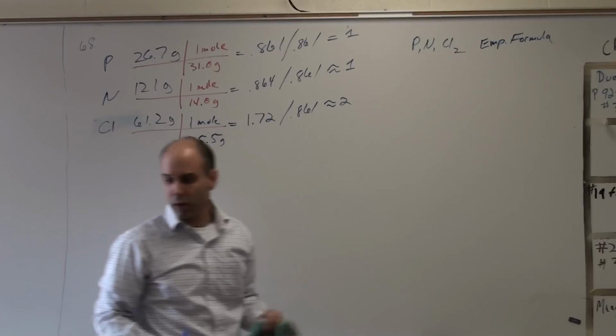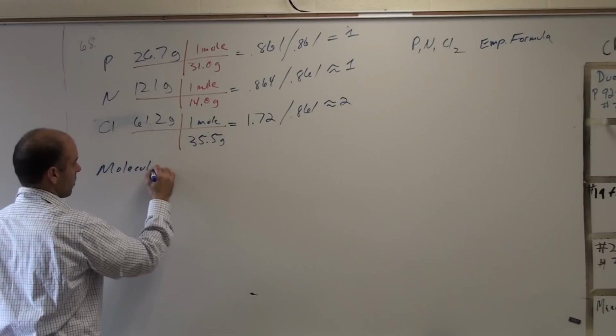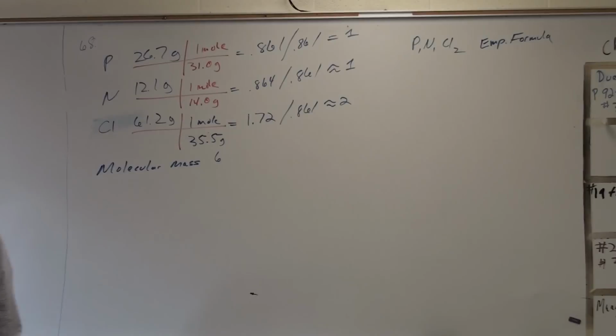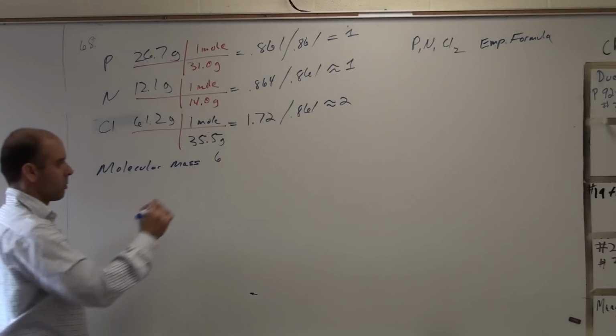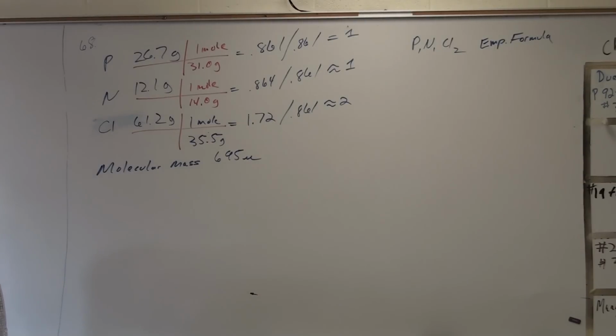Now, how do I calculate the real formula, the molecular formula? In order to do that, you have to be given some more information. And if you go back to problem number 68, it will tell you that the molecular mass is 695 AMUs. So you have to be given the molecular mass, otherwise you can't figure it out.